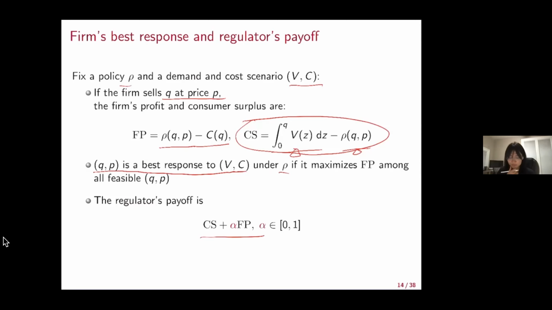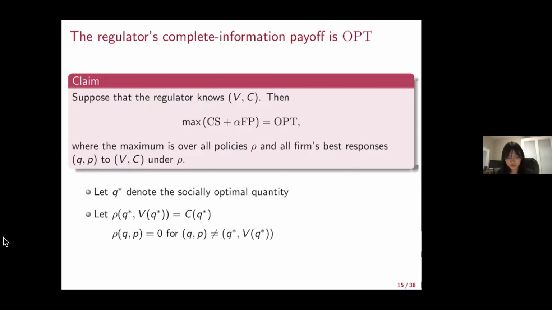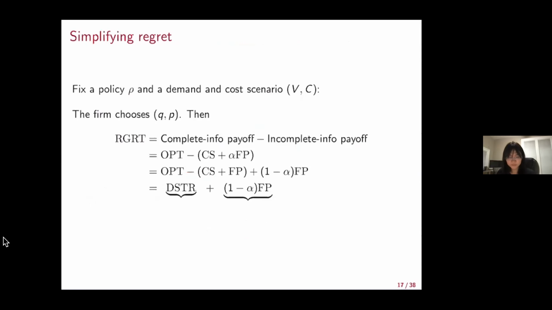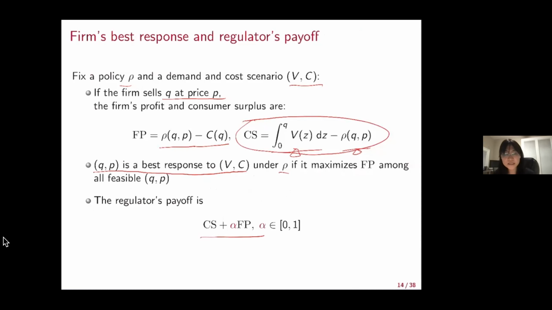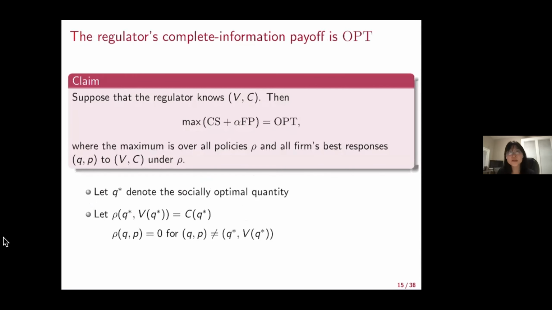Okay, if not, up to this point, everything I said is standard. Our only departure is in the regulator's payoff. So we assume that instead of maximizing the regulator's expected payoff, we want to minimize his worst case regret. So for that discussion, I want to talk about the complete information benchmark.